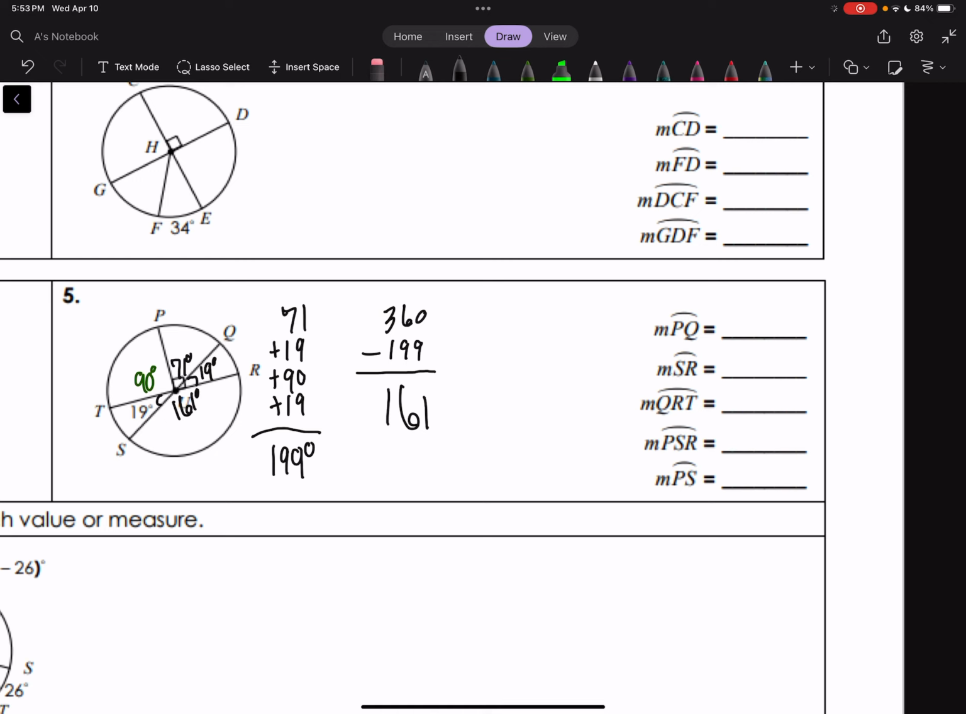Because I filled in every inside angle of this circle, finding my arc lengths should not be a challenge. Measure of arc PQ. If I look at my central angle, it's 71. SR, 161. QRT. So I'm going to take out my 90 and 71, so 161. I'm going to get a 199.